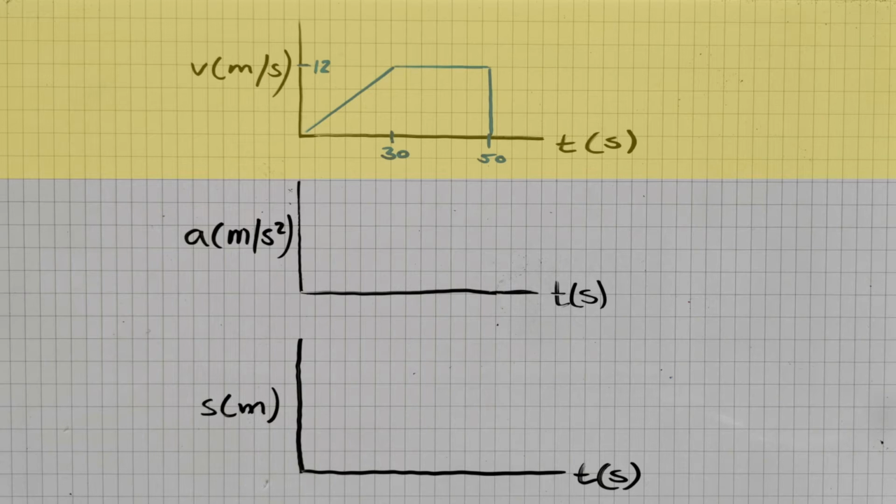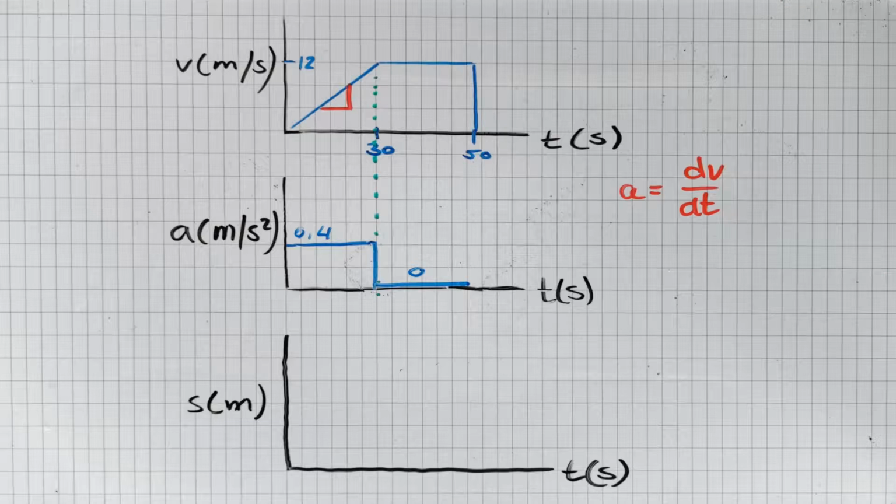So how would the acceleration versus time graph look like? Well, we know a is dv/dt. So the slope of the velocity time graph will give us the value for acceleration. So between 0 and 30, we have a positive slope, and we can calculate that slope, and we see it's a positive slope of 0.4. So we know that between 0 and 30, the acceleration is constant, and it's a constant value of 0.4.